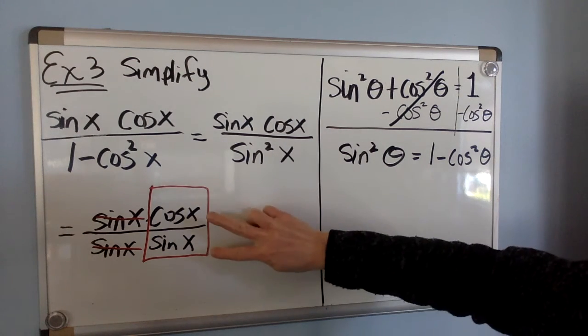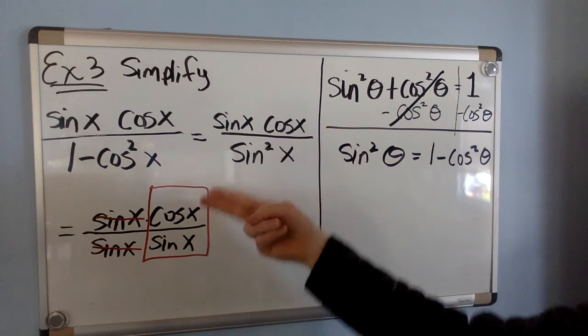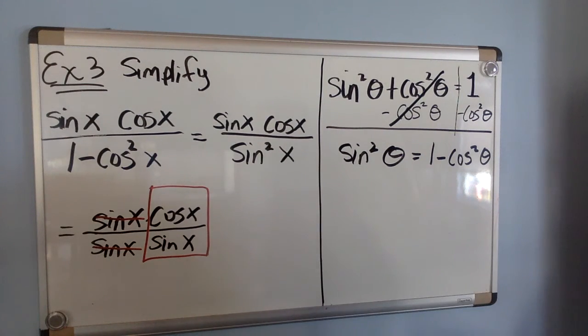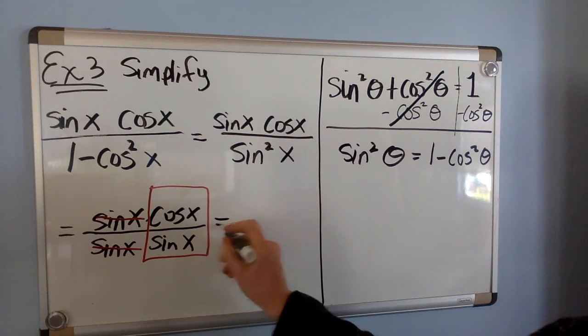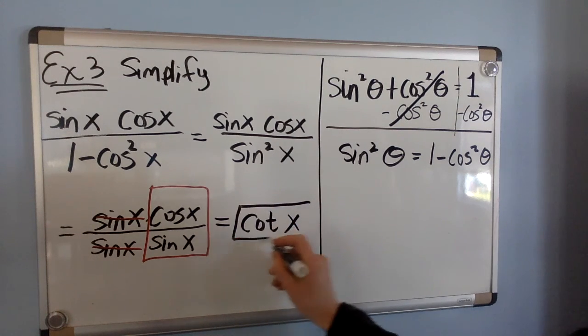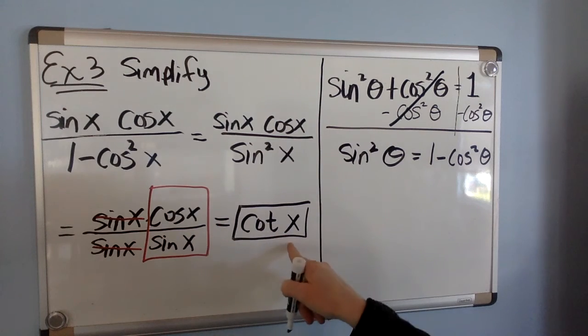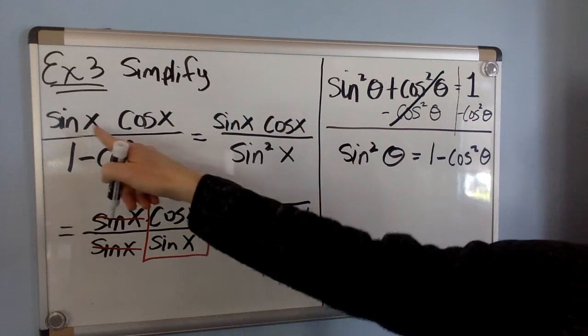Well, you know that sine divided by cosine the other way around is the tangent. So this is the reciprocal of the tangent. So this is the cotangent. So this equals the cotangent of angle x. So all of this really just simplifies to the cotangent of angle x.